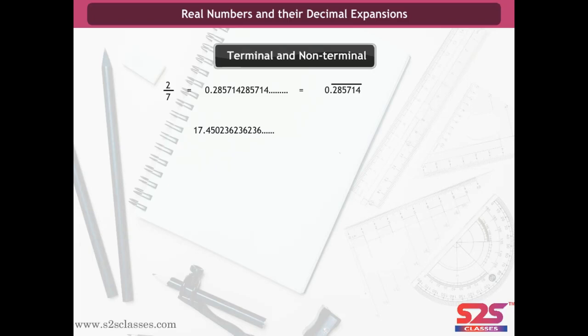Similarly, we can write 17.450236236236 and so on as 17.450236 bar, because only the group 236 out of the group 450236236236 is repeating. Hence we put the bar symbol as shown only on 236 and not on the whole group, that is 450236236236.